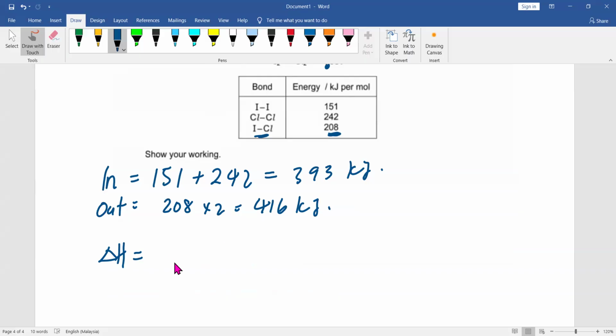Negative 23 kilojoules per mole. And then is this reaction exothermic or endothermic? Exothermic. So they will ask you things like, is it endo or exothermic? And then you reply exothermic. And then they will ask you, how do you know it's exothermic? And then you say, because the enthalpy change is negative. Okay, can? All right, let's do something a bit more challenging.